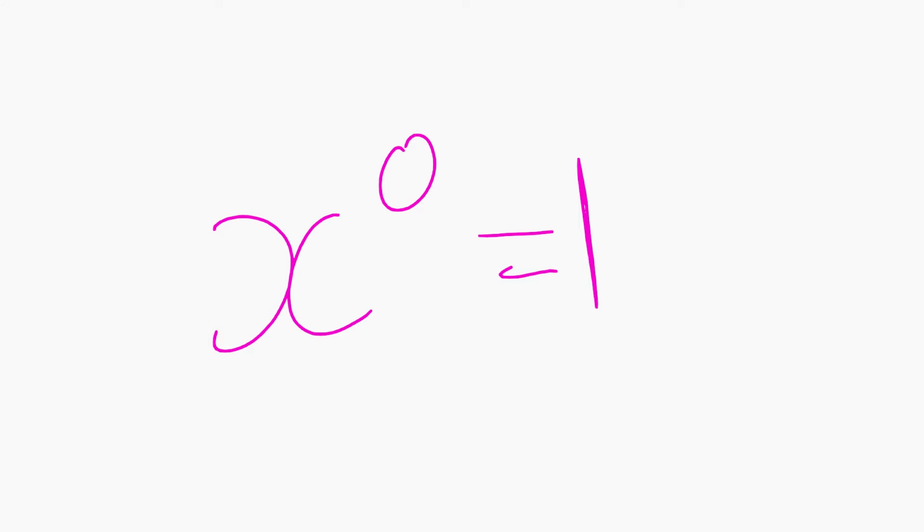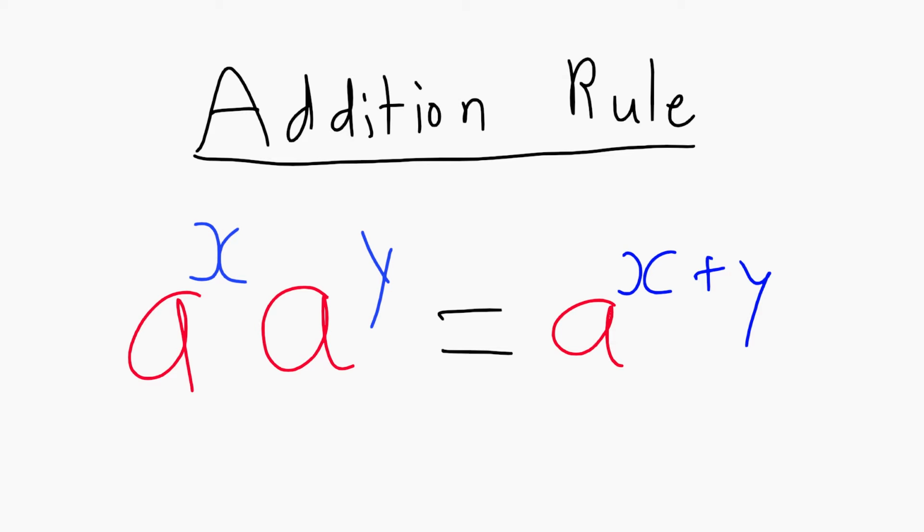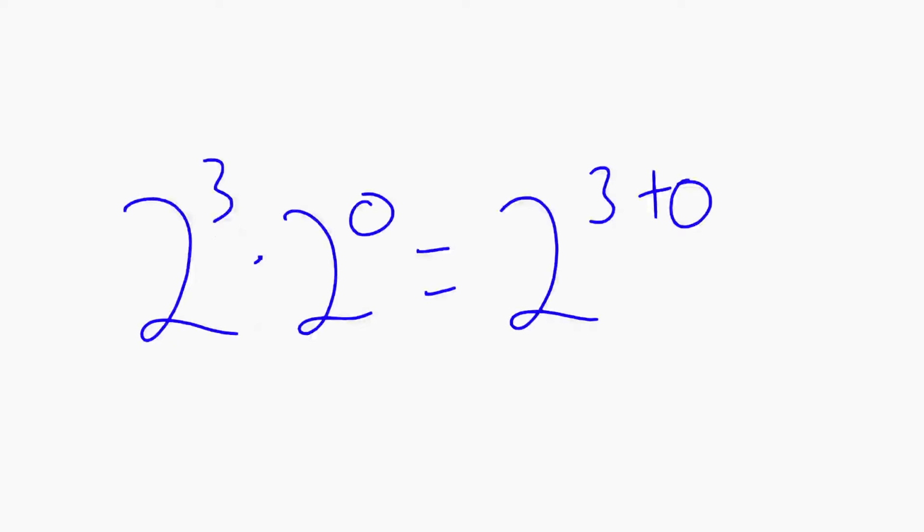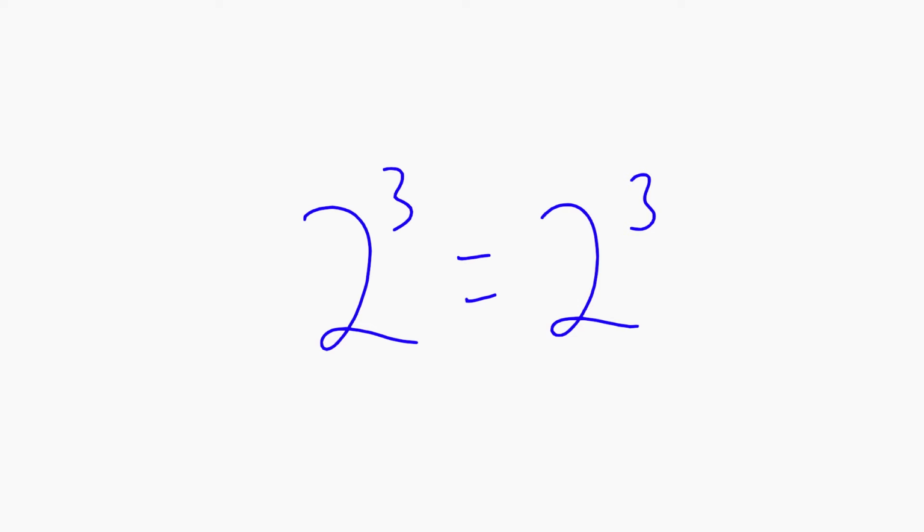Another way to figure out what a number to the 0 power is by making sure the addition rule remains true. If we have two numbers with the same base number but different exponents, we can just add the exponents together and it will equal the same thing. In order for that to work for 0, let's take this example here. 2 to the 3rd power times 2 to the 0 power has to equal 2 to the 3 plus 0. Well, if 2 to the 0 is 1, then it all works out because 3 plus 0 is just 3. And any number times 1 is the same thing. So 2 to the 3rd is equal to 2 to the 3rd.